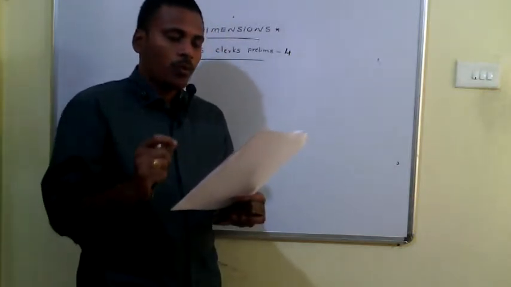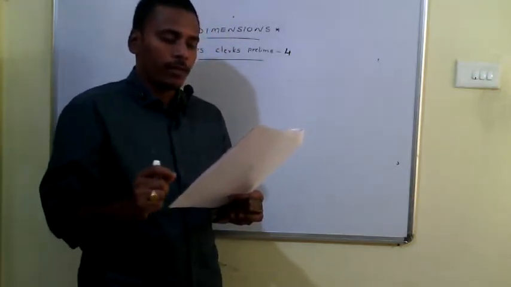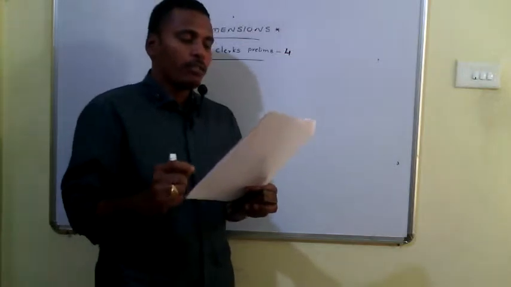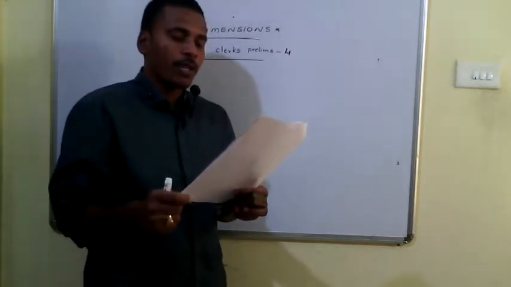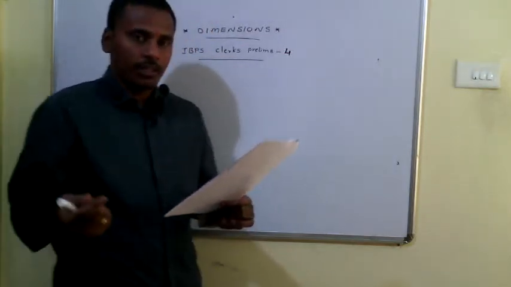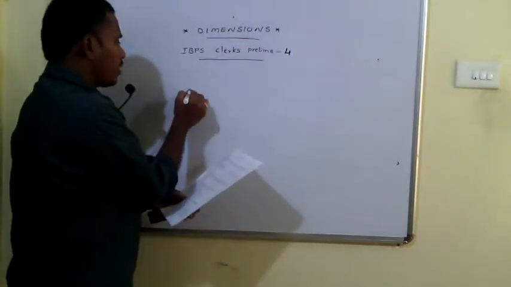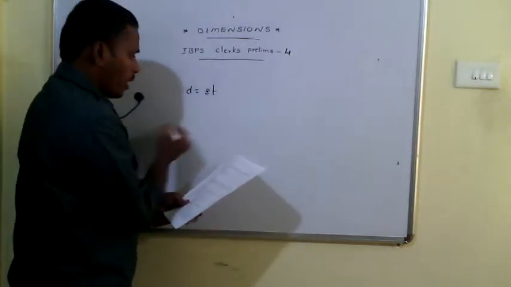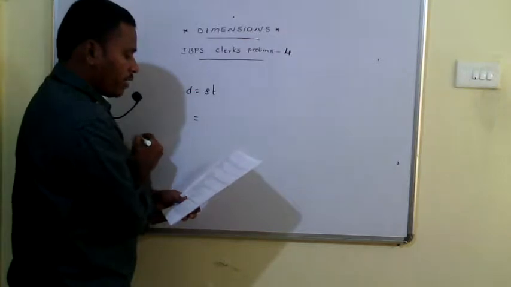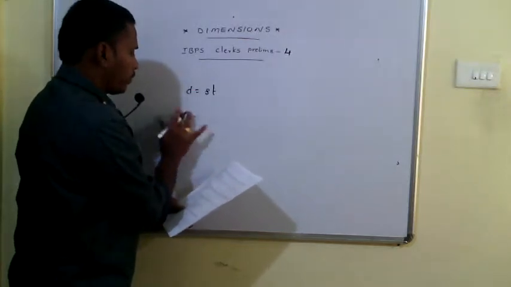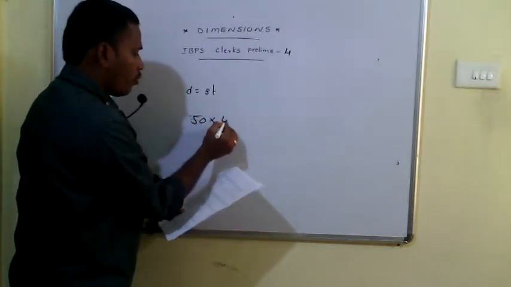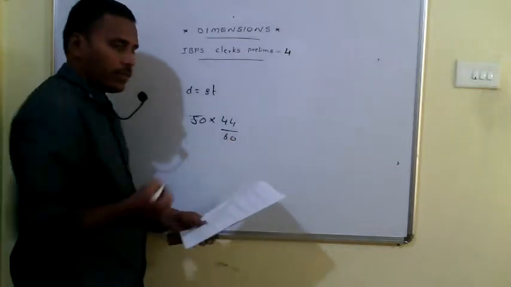Then coming to the 55th problem. A bus started its journey from Ramgarh and reached Devgarh in 44 minutes with its average speed of 50 kilometers per hour. If the average speed of the bus is increased by 5 kilometers per hour, how much time will it take to cover the same distance? See, we know that distance is equal to speed into time. In the first case, speed is 50 kilometers per hour, and the time is 44 minutes. That means 44 by 60 hours.